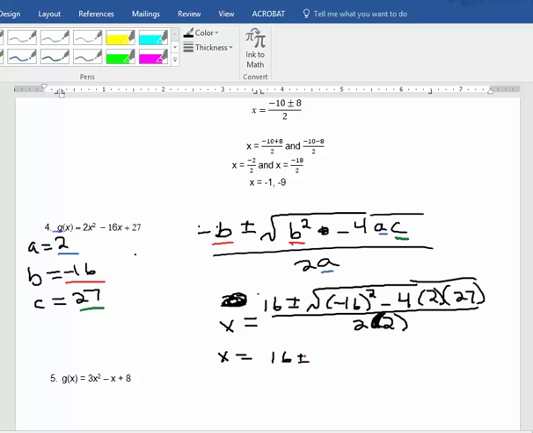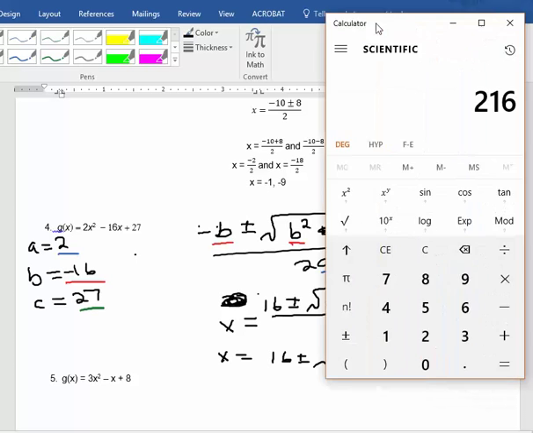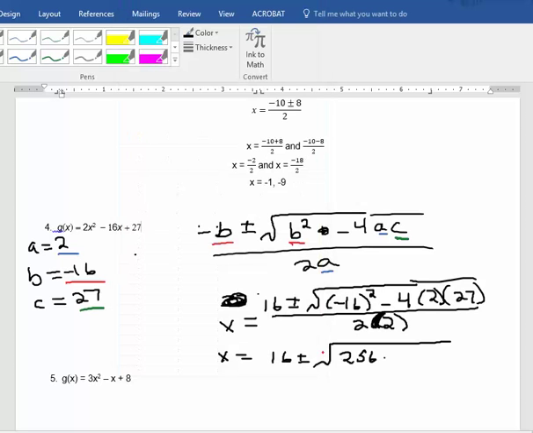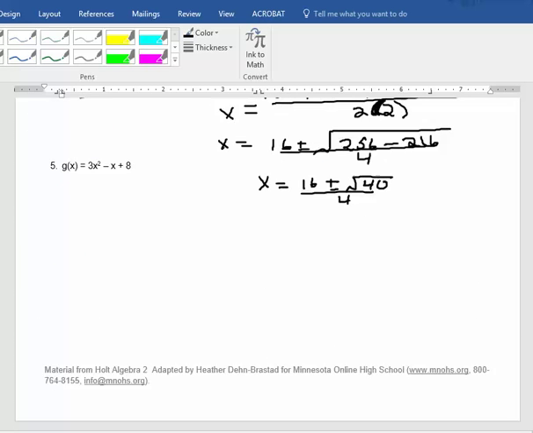16 plus or minus. Now, negative 16 squared is 256, positive 256. Not sure what 4 times 2 times 27 is. 216. So I have minus 216 all over 4. All right, so now I've got x equals 16 plus or minus 256 minus 216 is 40. So I have the square root of 40 all over 4. Getting there.